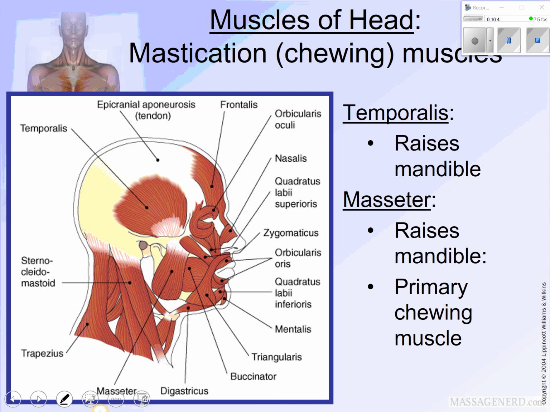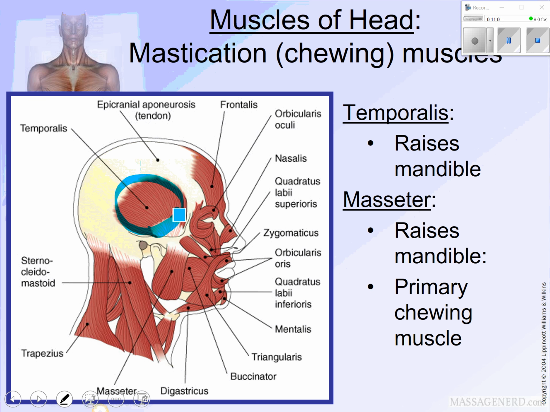Okay, next we have your temporalis muscle. That is here. The temporalis raises your mandible. The origin of it would be where it's located, at the temporal bone, so that's another easy one. But it does go down and attaches to the coronoid process of the mandible. So that would be the insertion.